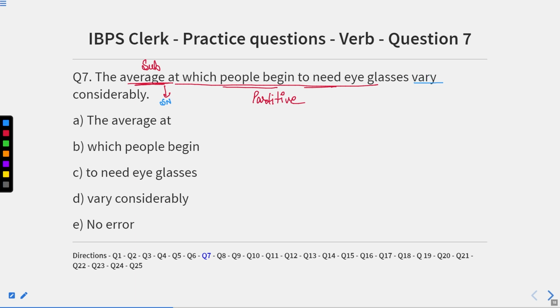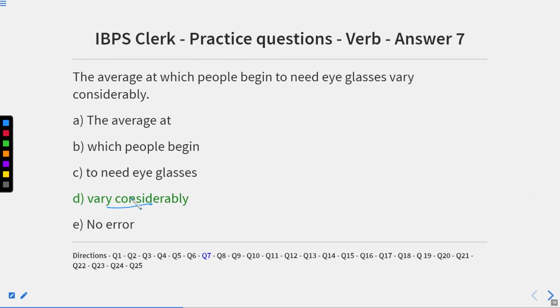So here it is written "worry", where worry means change. This is the subject that is singular, and we need a verb that will be singular again, but "worry" is a plural verb, so it should be replaced with the word "varies", which means changes. Therefore, our answer is part D, because this word is incorrect over here. It should be replaced with "varies", and the correct sentence will be: the average at which people begin to need eyeglasses varies considerably. So this will be the correct sentence.